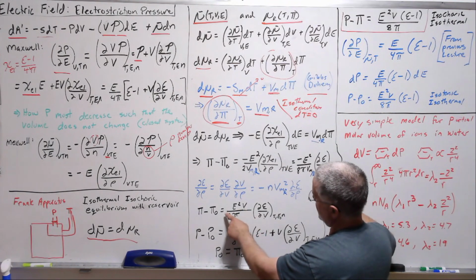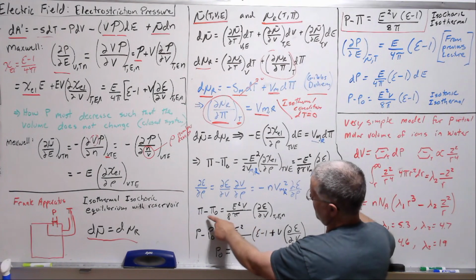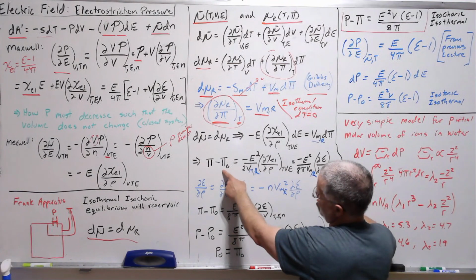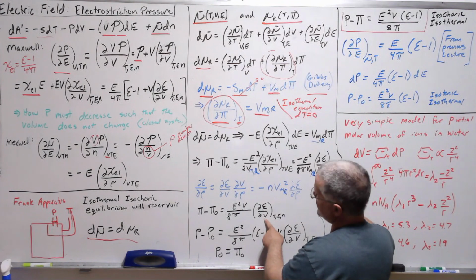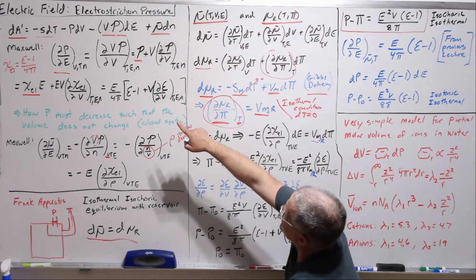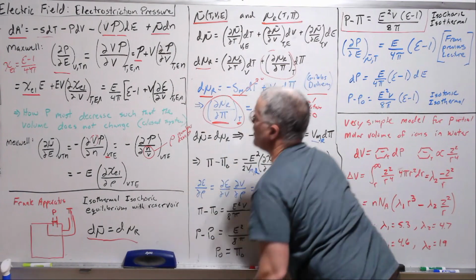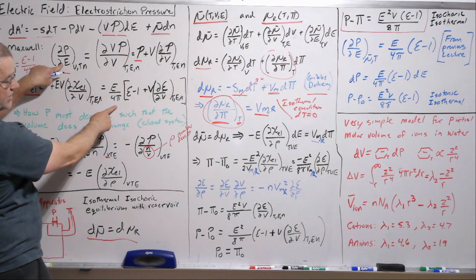And then this is now pi minus pi naught. So this is this one. This is this value here expressed in terms of the volume, so that we can do a direct comparison to what we got up here. So let's go ahead now and take this, and we'll integrate this up.